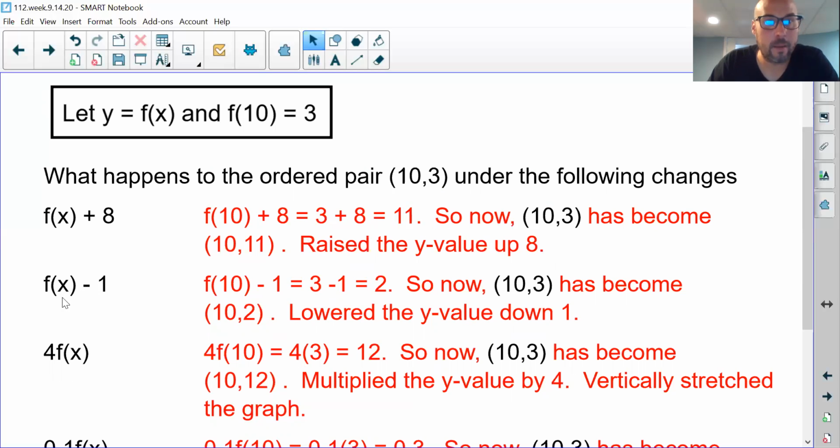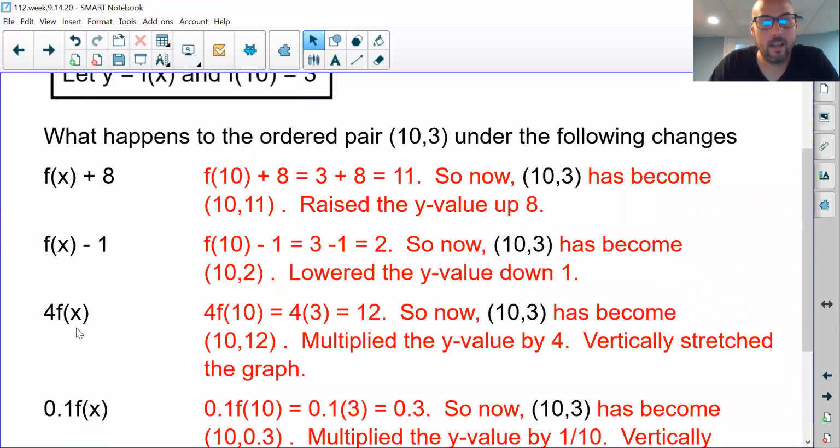What about f of x minus 1? Well, again, I can plug in f of 10. I know f of 10 equals 3. So I'm going to plug in f of 10 and then minus 1. Well, f of 10 is 3, and 3 minus 1 is 2. So (10, 3) has now become (10, 2). Again, the y value now went down only 1 unit.